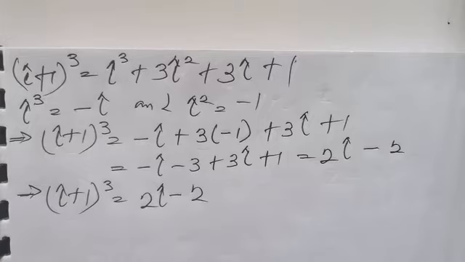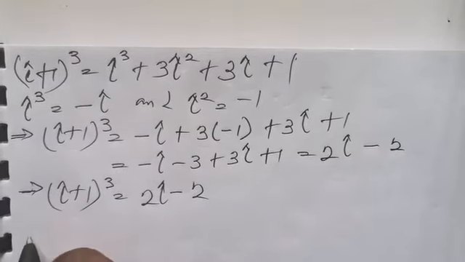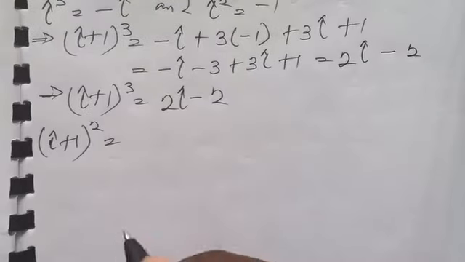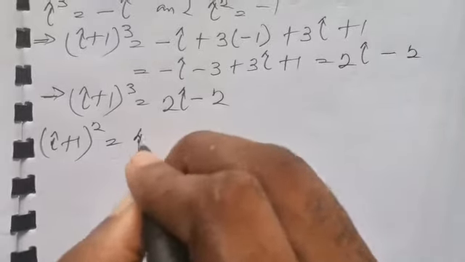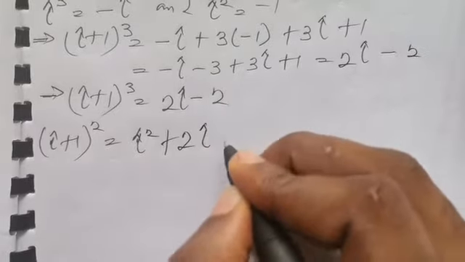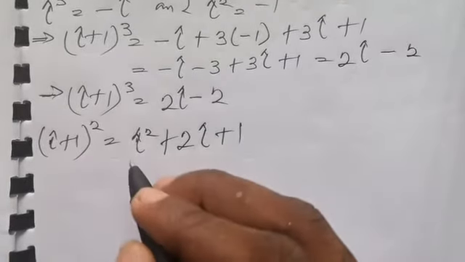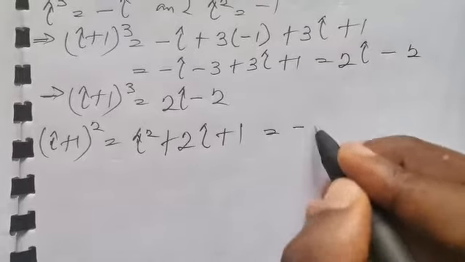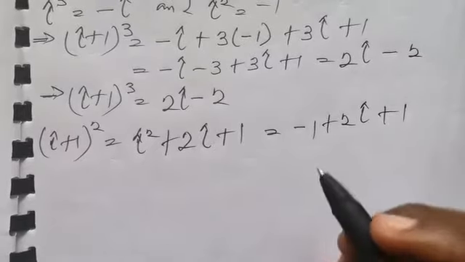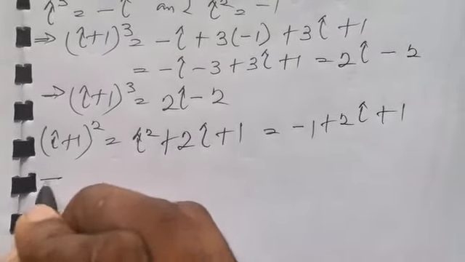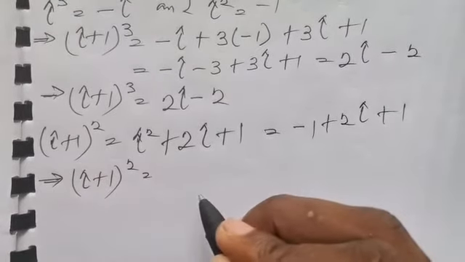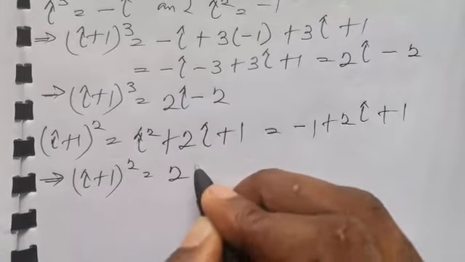So you keep that aside. Next we find i plus 1 all squared. So i plus 1 squared simply gives us i squared plus 2i plus 1, where i squared is minus 1. So this is equal to minus 1 plus 2i plus 1. Minus 1 plus 1 is 0. This simply implies that i plus 1 all squared is equal to simply 2i.